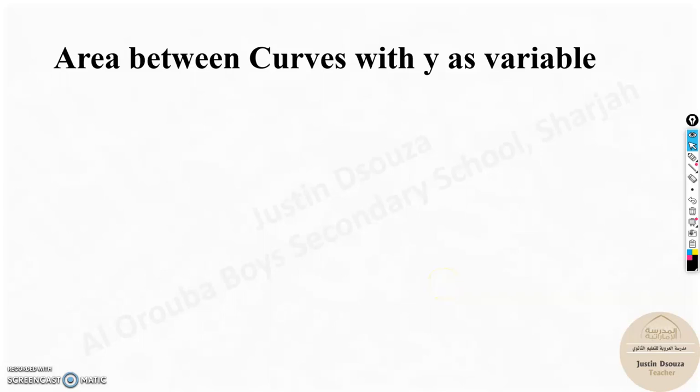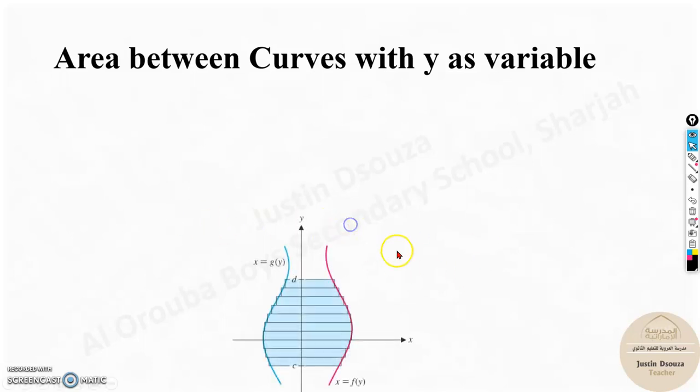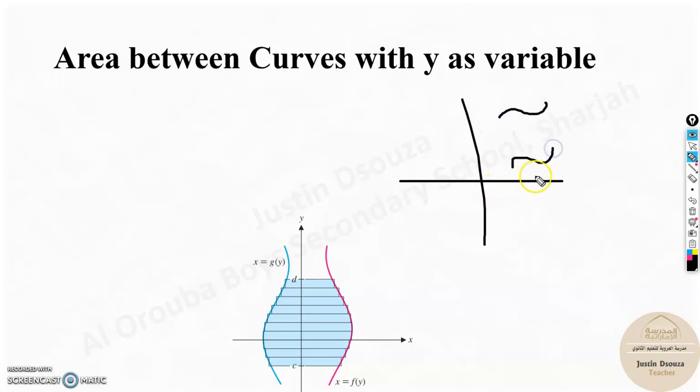Now we move on to the second objective of the lesson, that is area between curves with y as variable. Now if you look over here, what is the difference? In the last problems, until last video, we solved many problems. Imagine these are the two functions. Area between them, we easily found out by the formula, upper function minus lower function, but it was given as y equals f of x and y equals g of x.